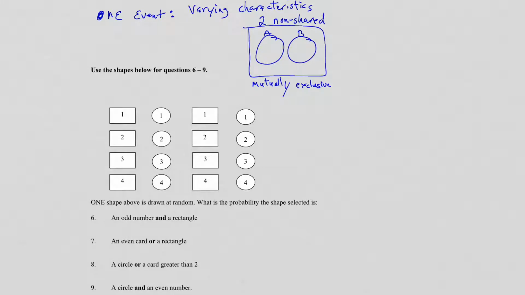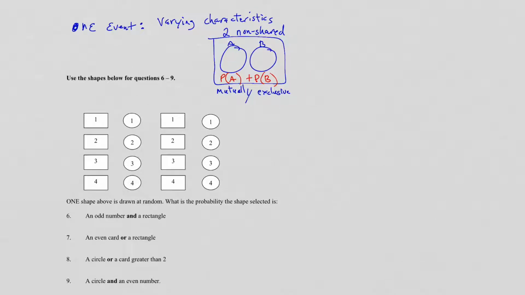So the calculation here, guys, is just going to be probability of A plus probability of B, sort of like what we've done in the previous sections. But if there's shared characteristics, that's going to have some overlap.